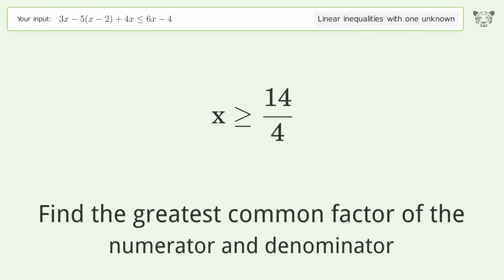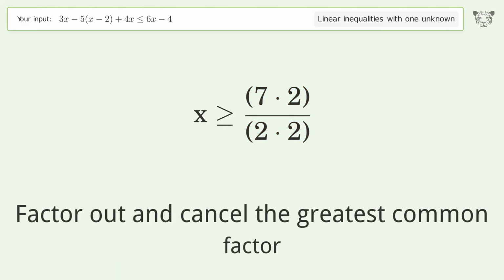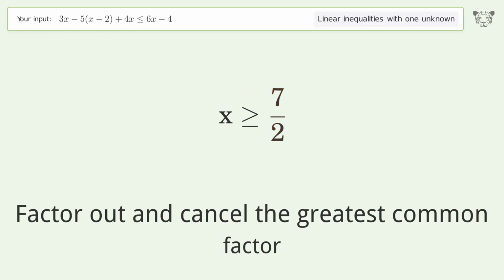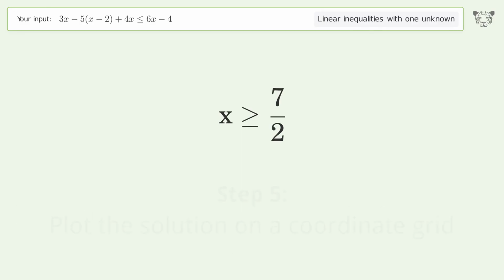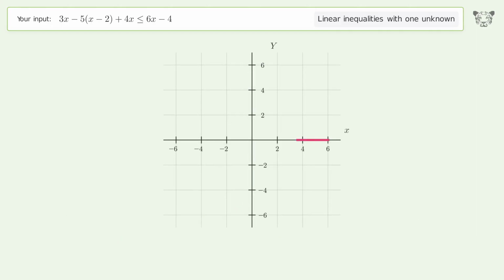Find the greatest common factor of the numerator and denominator. Factor out and cancel the greatest common factor. Plot the solution on a coordinate grid. And so the final result is x is greater than or equal to 7/2 (or 31/2).